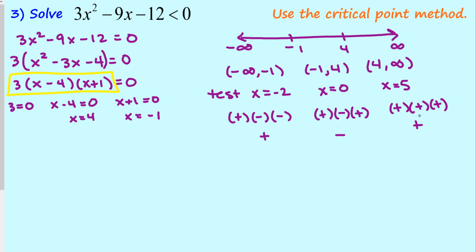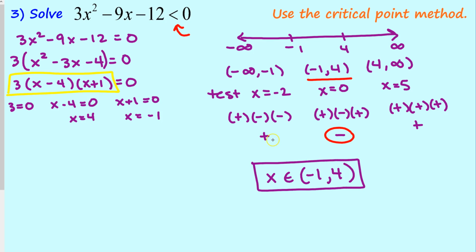Okay, now to analyze the results and give our answer, look back at the problem. Remember we were looking for less than 0, and less than 0 would be negative. So we want this middle interval. Also notice it doesn't say less than or equal to, it only says less than, so we're not including the endpoints. Those critical points are not solutions. So we just have x is an element of the interval from -1 to 4. And if you want to write that with inequalities, we would say -1 is less than x is less than 4.